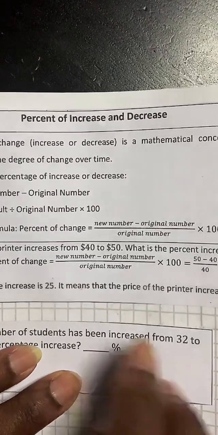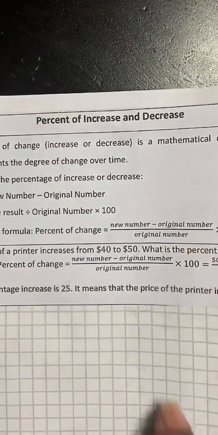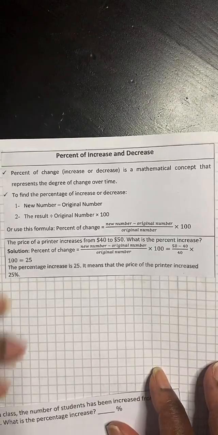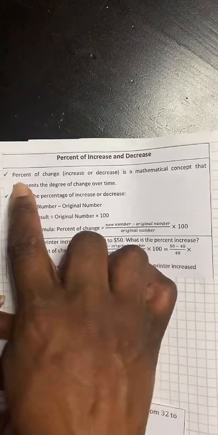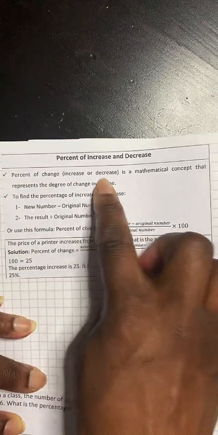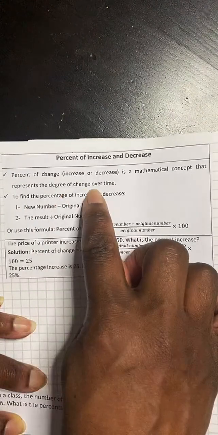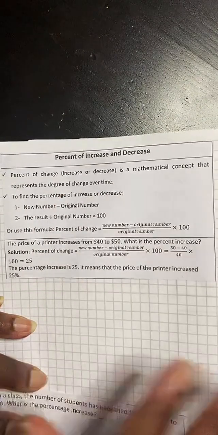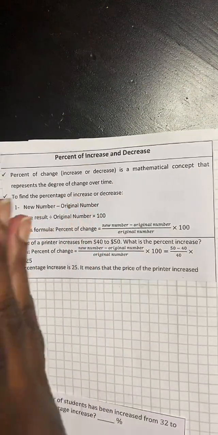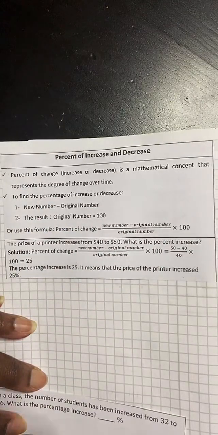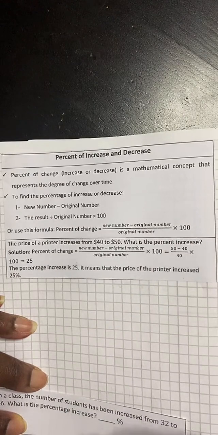Okay? So I'm going to try to put it all on the same page. I'm trying my best, people. All right, so percent of change, increase or decrease, is a mathematical concept that represents the degree of change over time. AKA, if we start at one price and it went up to another price, we want to know what the percent of that increase is.